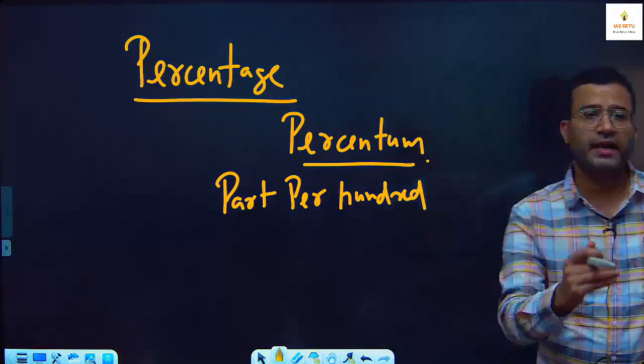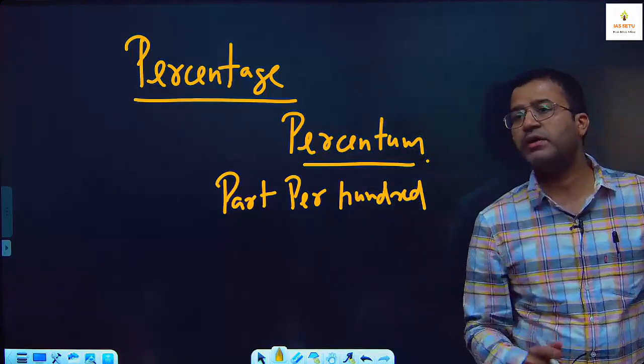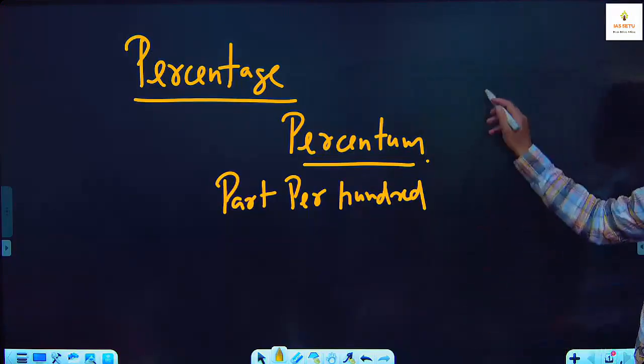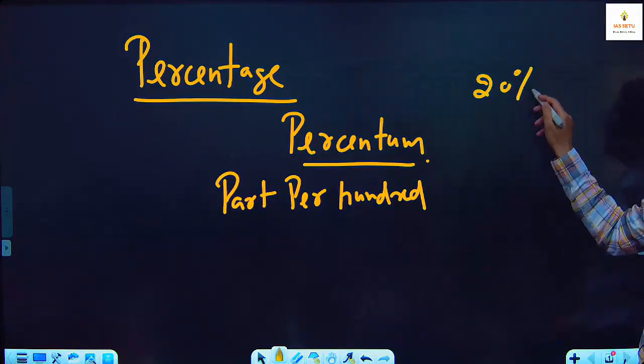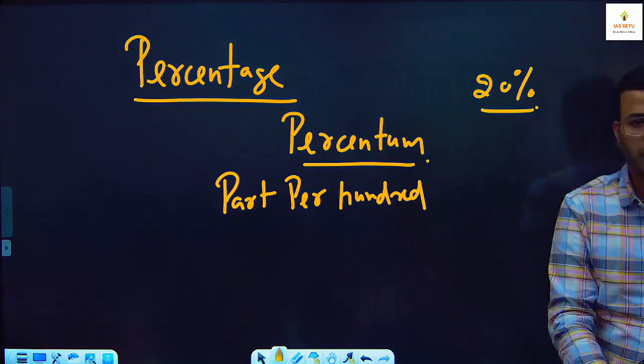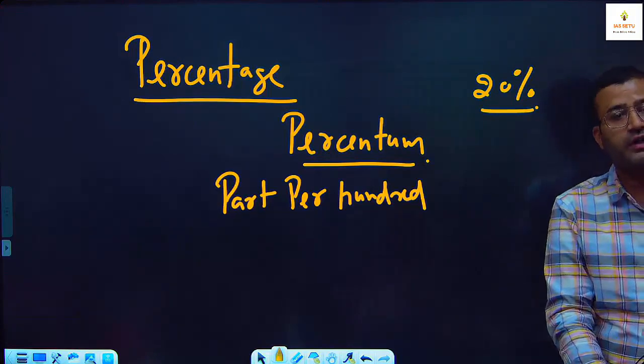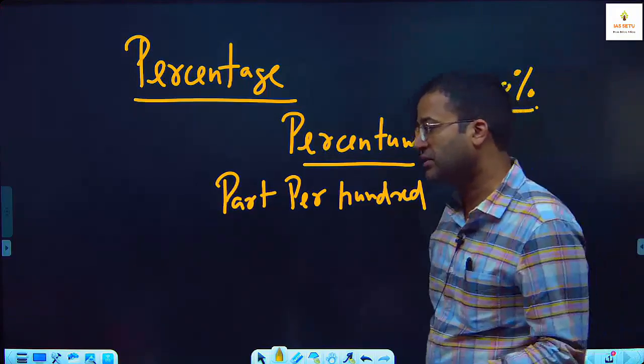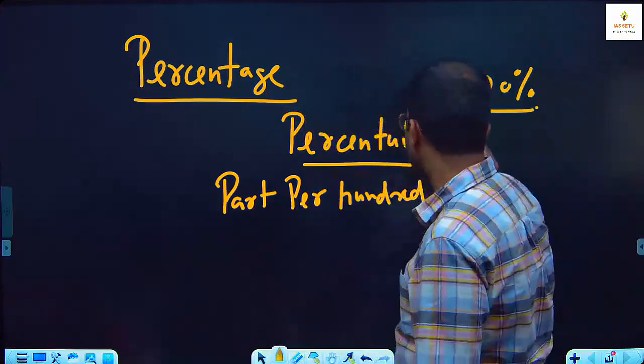Part per 100, 10 part out of 100 part, 20 part out of 100 part. So it is part per 100. Like if we get 20% marks, so it is 20 marks out of 100 marks. So number of part out of 100 part is that much percentage. If you got 50% marks, 50 marks out of 100 marks. And this is our percentage symbol.